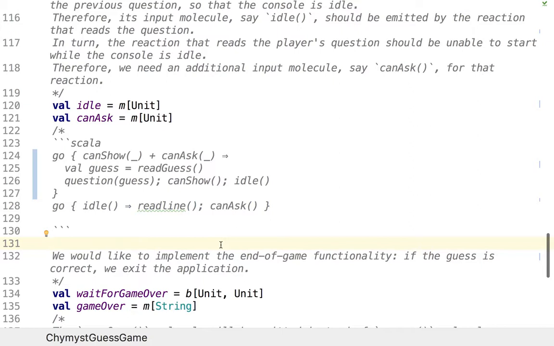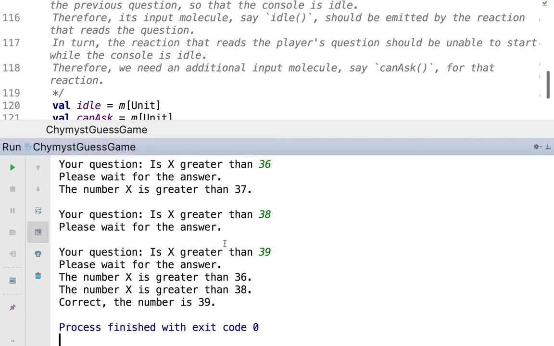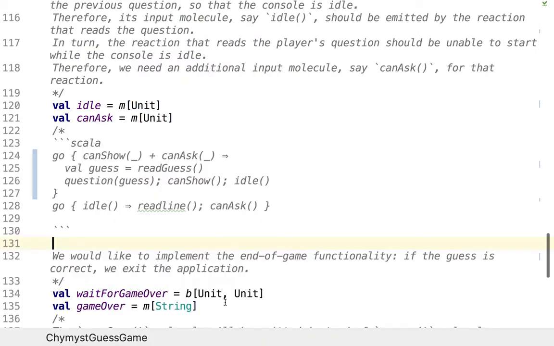So if the guess was correct, we want to exit the entire application, as we have seen in the demonstration. So we want to finish our process, not just keep waiting. How do we do that? We introduce 2 more molecules. One will be blocking, which will wait for game over in a blocking manner. And the other molecule will be non-blocking. It will just indicate the game over.